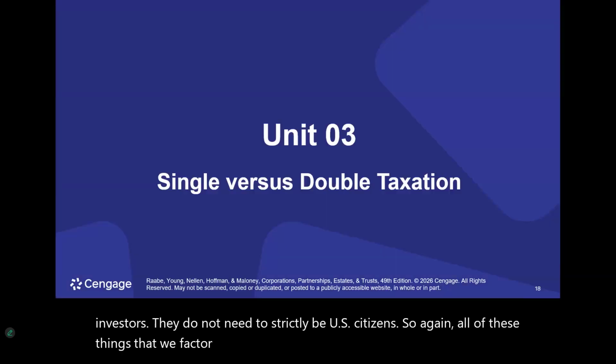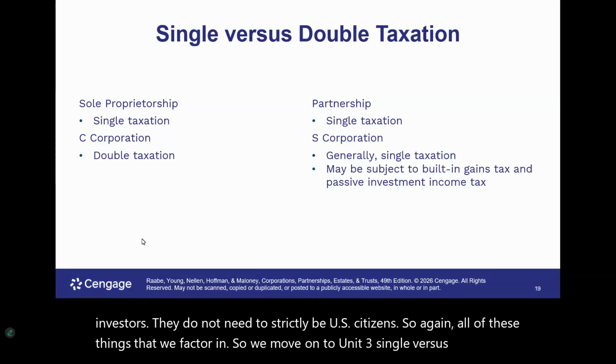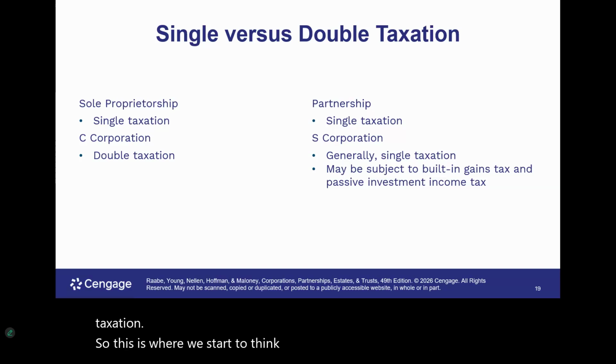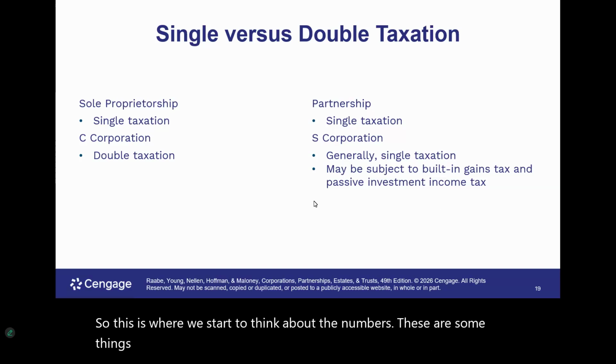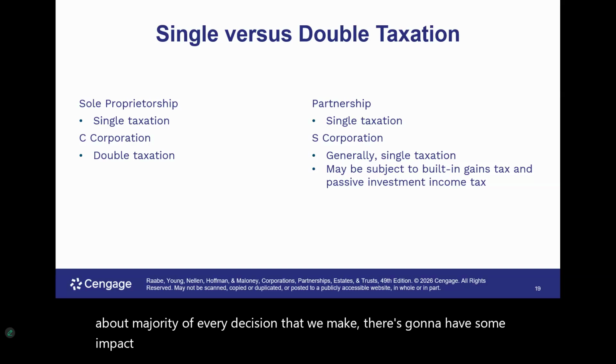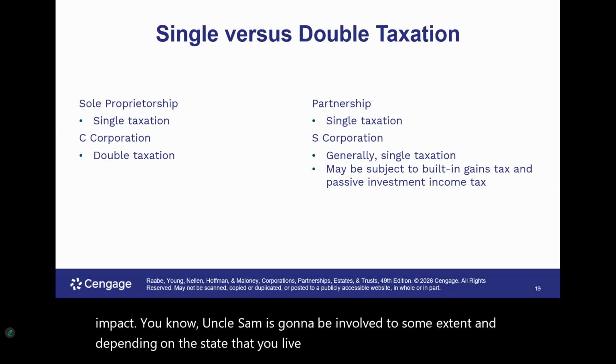So we move on to unit 3, single versus double taxation. So this is where we start to think about the numbers. These are some things that people do want to think about, because ultimately, just about a majority of every decision that we make is going to have some impact. Uncle Sam is going to be involved to some extent, and depending on the state that you live in, there's also going to be some impact there.